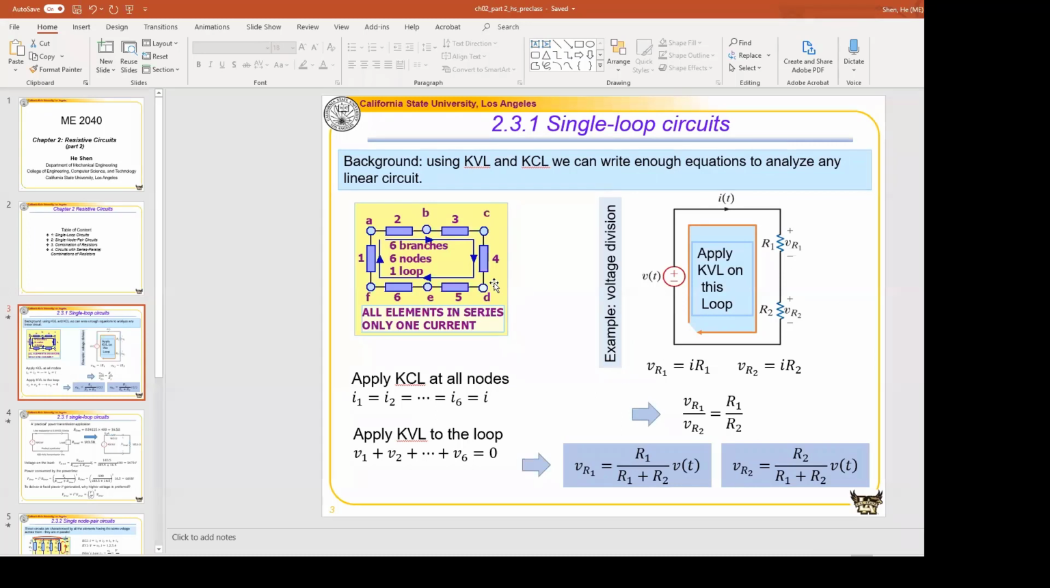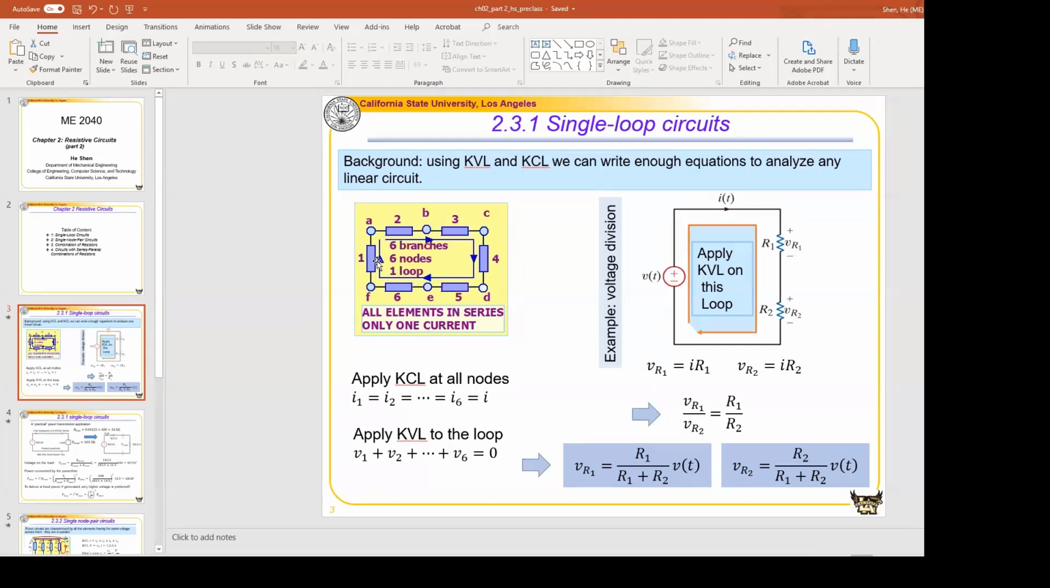So let's review the concept before we move on. This circuit has 6 branches. Every element forms one branch, and between elements there will be a node. So we have in total 6 branches, and these are nodes A, B, C, D, E, F. That's 6 nodes, one loop.